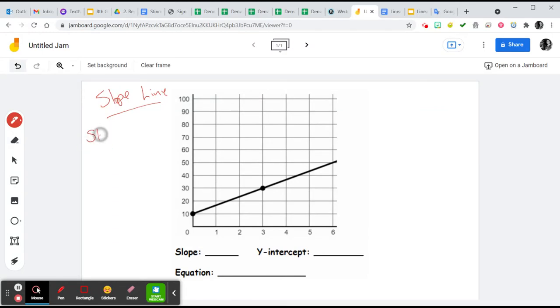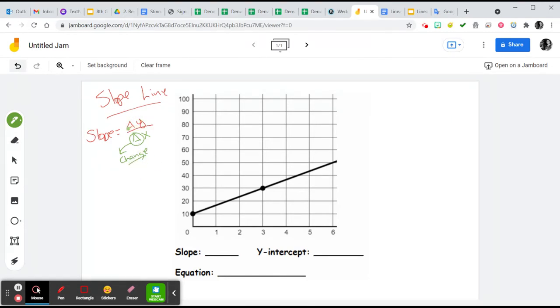So slope is the change in y over the change in x. And so this little symbol right here, it means change. It just means change, okay? It's a little triangle. So that just means change.